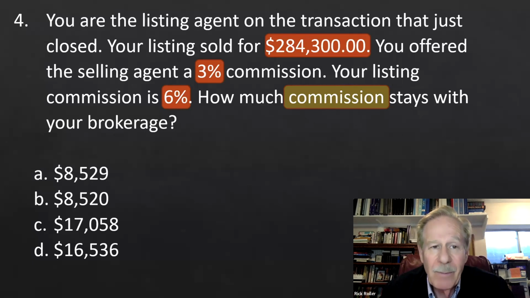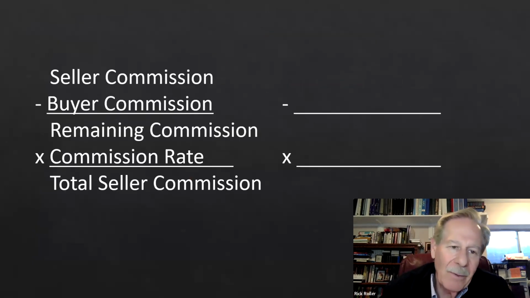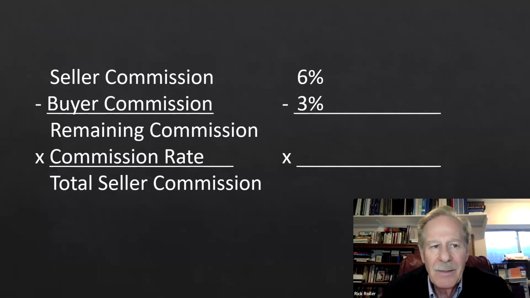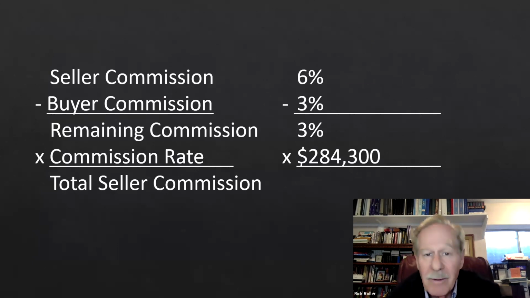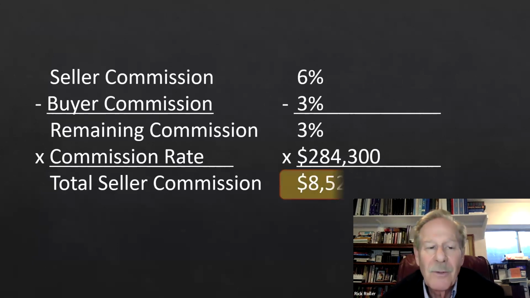If you're going to pay 3% to the other company, that means you're going to keep the other half. You're going to keep 3 of the 6. So the seller commission, 6%. The buyer commission minus 3, remaining commission 3%, and then your commission rate, 3% of the 284.3 is going to give you your commission of, survey says, 85.29. And then of course you're going to split that with your broker.